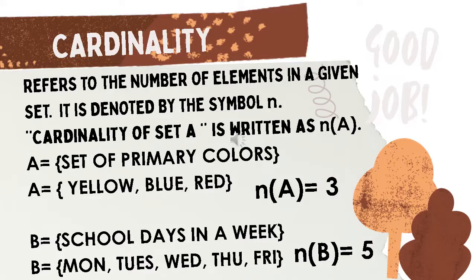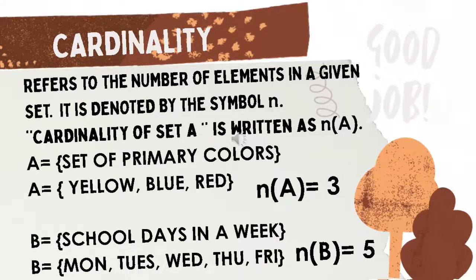How about set B? Set B is school days in a week. Days na mayroon ng pasok sa isang linggo sa eskwelahan. So set B is Monday, Tuesday, Wednesday, Thursday, Friday. Merong 5 elements. So, n(B), cardinality of set B is equal to 5.